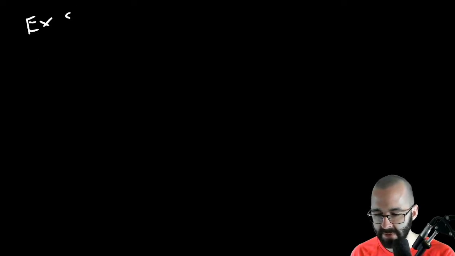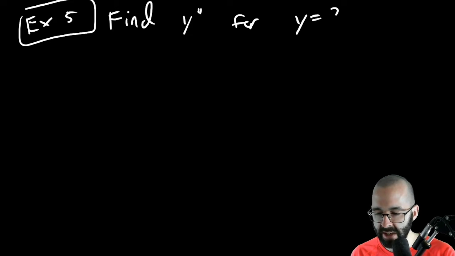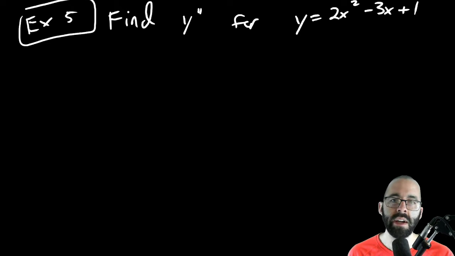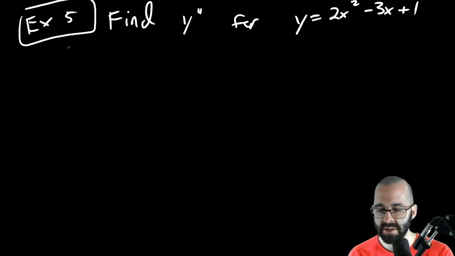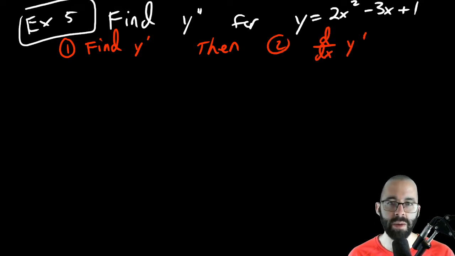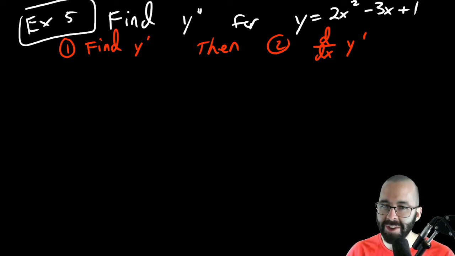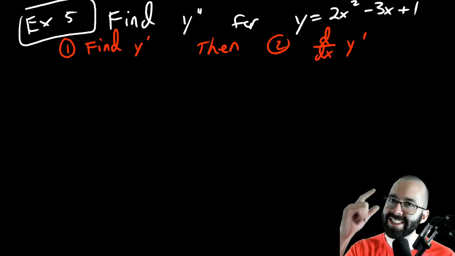Example. Find y double prime for y equals 2x squared minus 3x plus 1. So first we have to find y prime. Okay? So first we find y prime, and then we take the derivative of y prime. So if finding the derivative wasn't fun enough for you before, you get to do it twice now.